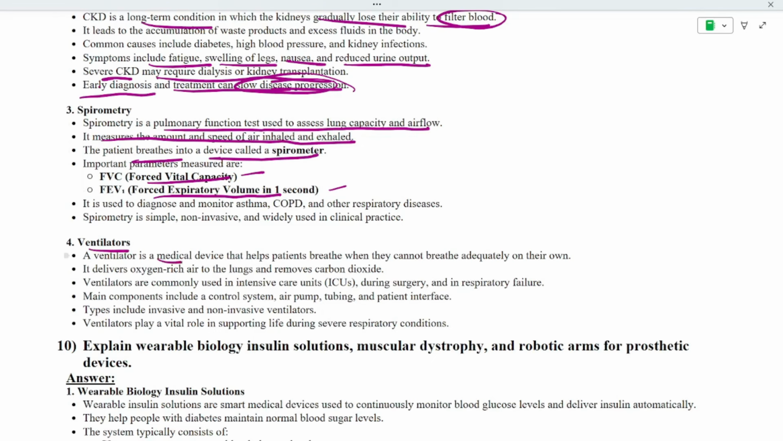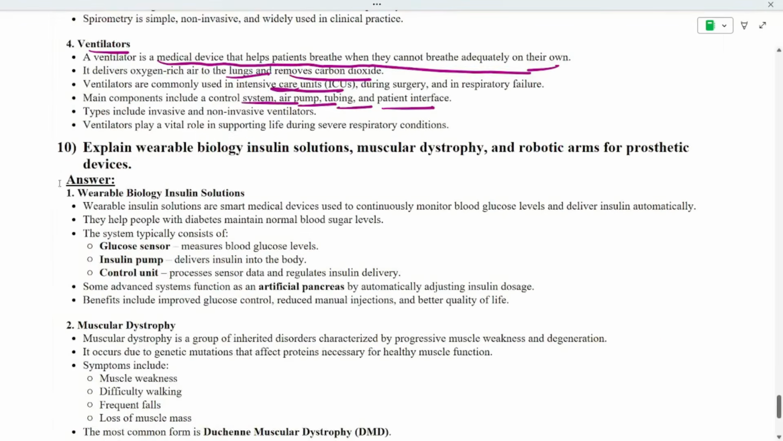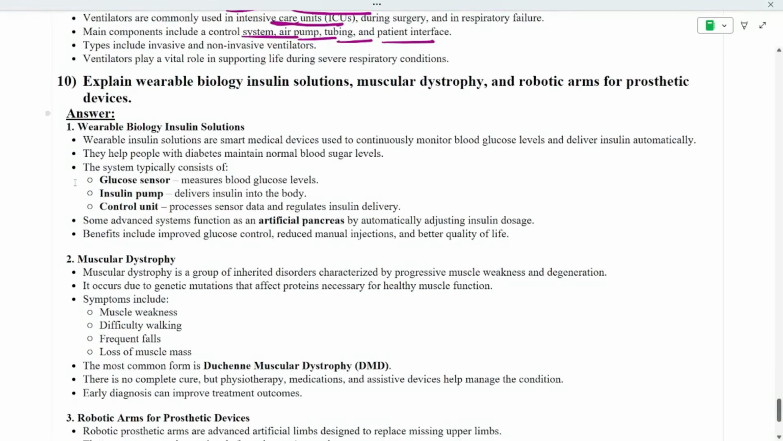Next is the ventilator. It is a medical device that helps patients breathe when they cannot breathe adequately on their own. It supplies oxygen to the lungs and removes carbon dioxide, and it is used mainly in the ICU. It has a control system, air pump, tubing, and patient interface. Next, you can see the wearable biology insulin solutions.